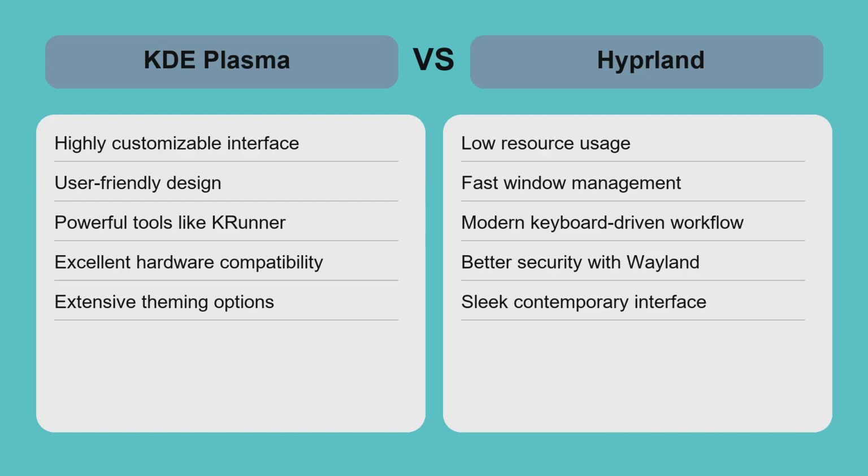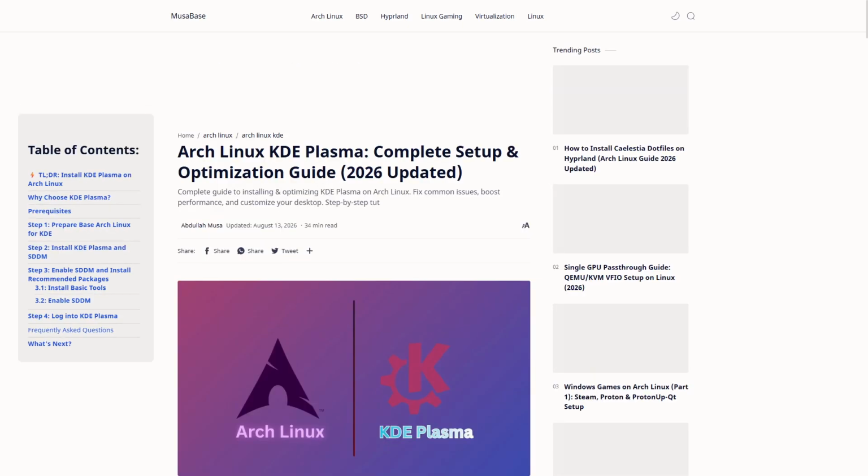Plasma uses more system resources but offers broader hardware support and user-friendly features. Hyprland is lightweight and future-proof with Wayland support but trades off ease of use. Choosing between them depends on whether you prioritize a feature-rich desktop or a streamlined keyboard-centric environment.